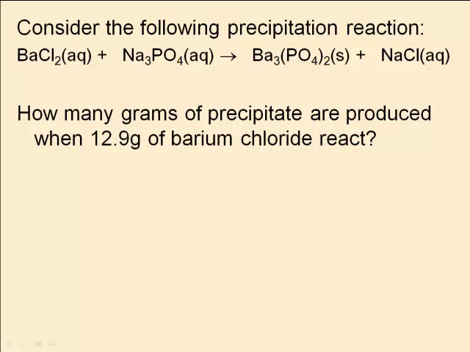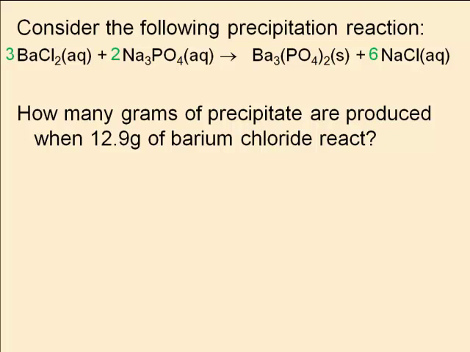To balance this equation, you can fix your bariums by adding a 3 in front of the barium chloride. That gives you a total of 6 chlorines on the reactant side. To get 6 chlorines on the product side, you add a 6 in front of NaCl. To fix your sodiums, as well as to fix your phosphates, you put a 2 in front of sodium phosphate, and that balances everything.